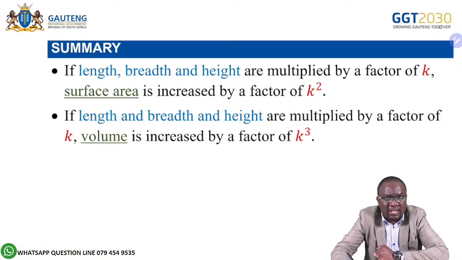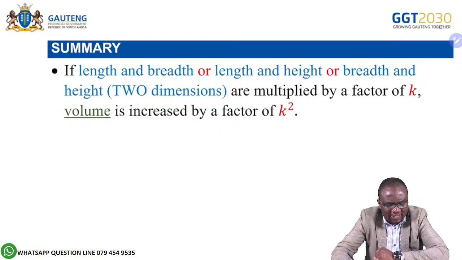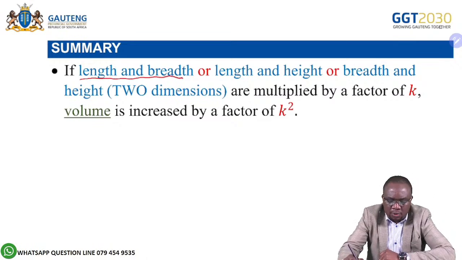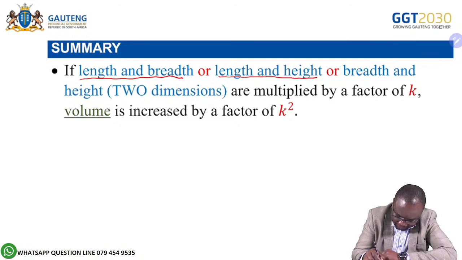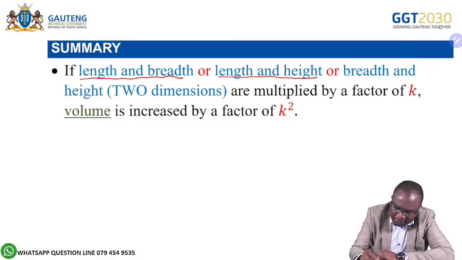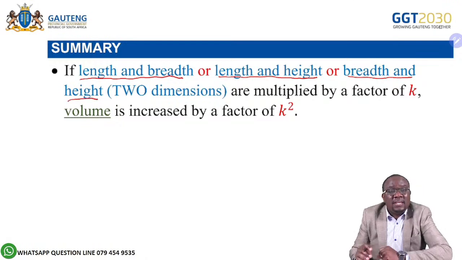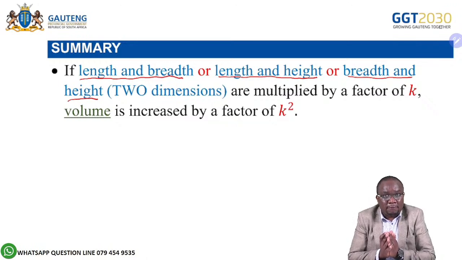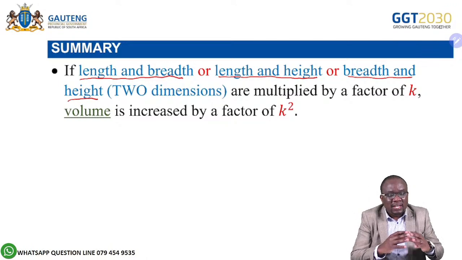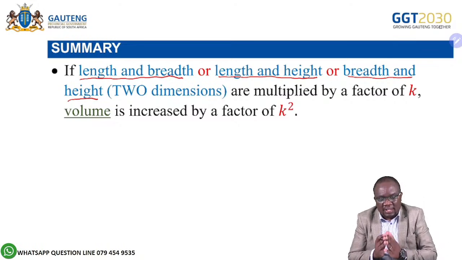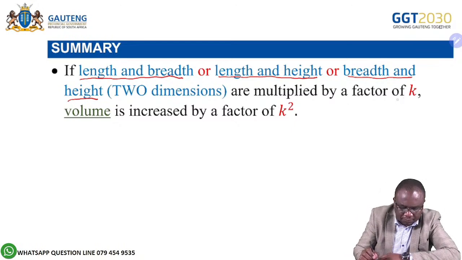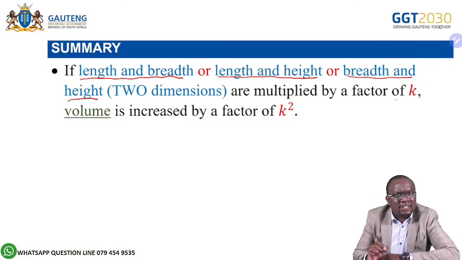Okay, this is what I want you to write now. The next one. We say that if the length and breadth, or the length and height, or the breadth and height. So here, if two dimensions are multiplied by a factor of k, these two dimensions can be length and breadth, or length and height, or breadth and height. So if two dimensions are multiplied by a factor of k, volume is increased by a factor of k squared. This is what I just explained, isn't it?